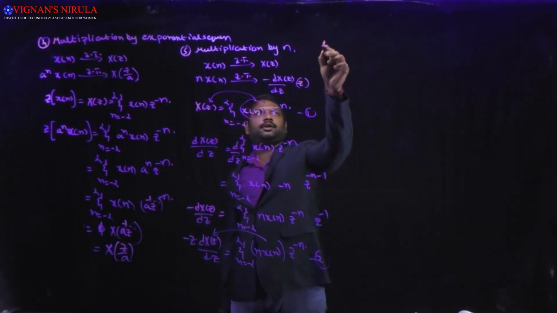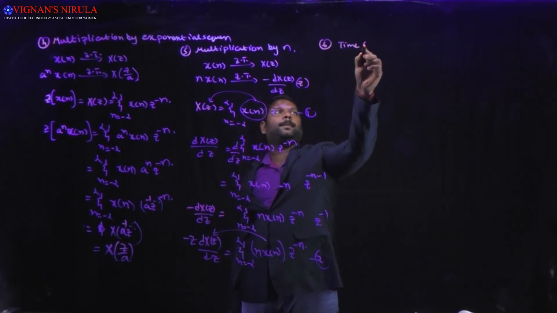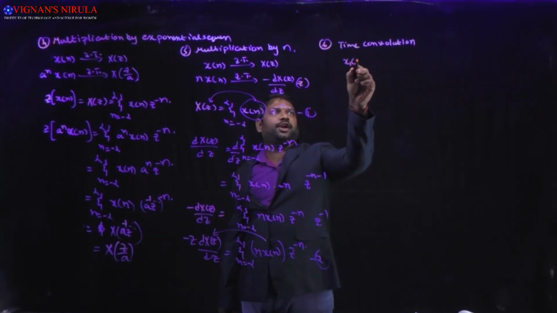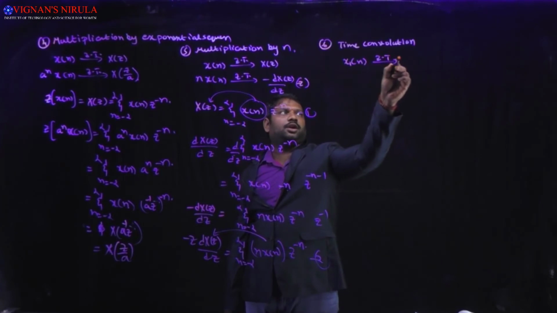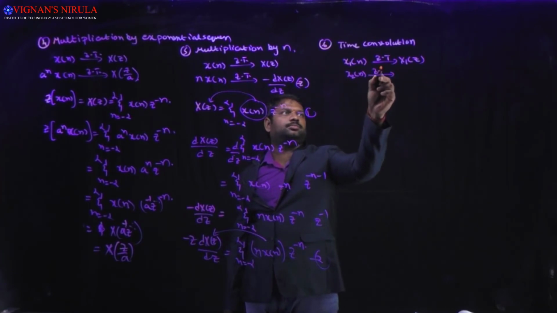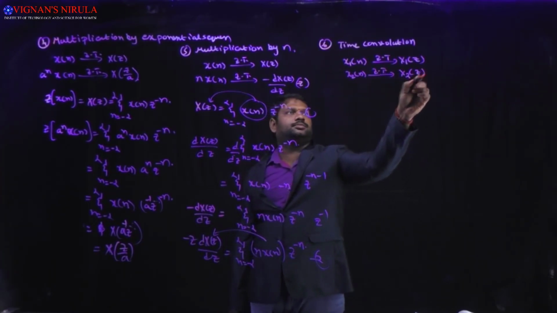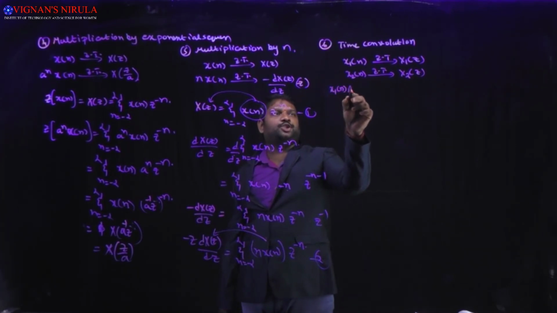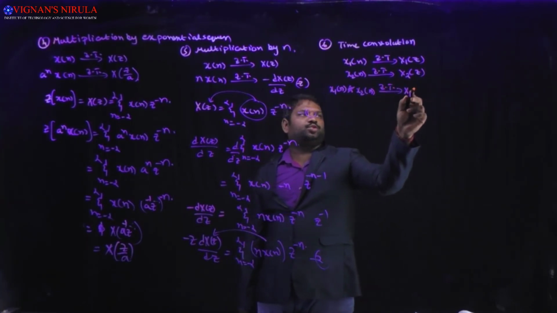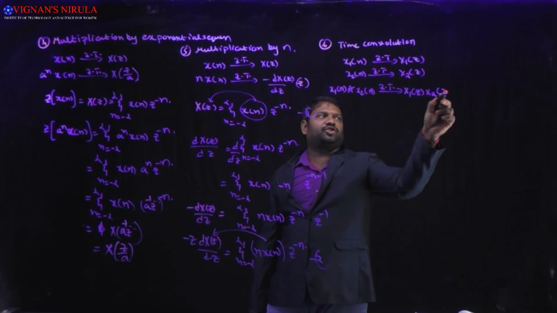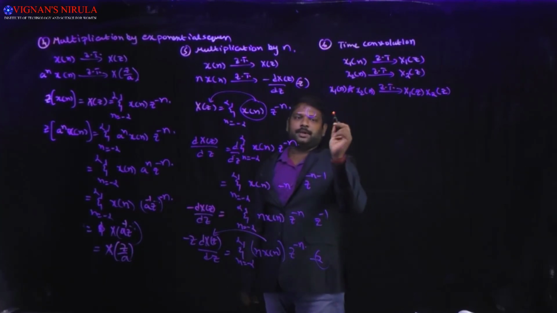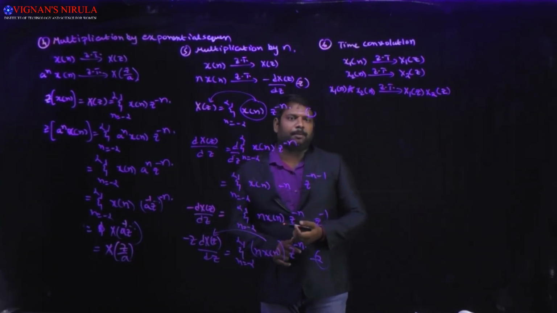Similarly, the sixth one is time convolution. The time convolution: x1 of n whose z transform is x1 of z, x2 of n whose z transform is x2 of z, then the convolution between them, x1 of n and x2 of n, whose z transform is x1 of z into x2 of z. Simply, the convolution in the time domain is equal to multiplication in the z domain. The same property as in Fourier transforms as well as Laplace transforms.